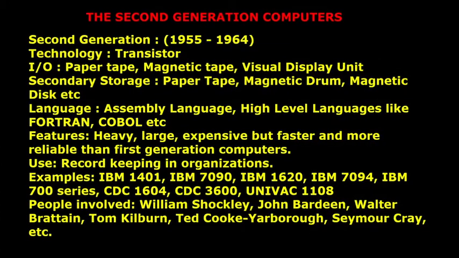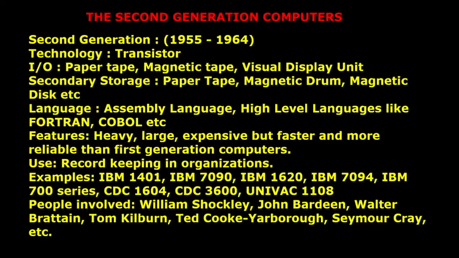With this, the first generation of computers ends and the second generation starts, which was between 1955 and 1964. The technology is transistors, which replaced the vacuum tubes of the first generation. The input and output was with the help of paper tape, magnetic tape, and visual display unit, and the secondary storage was also on paper tape, magnetic drum, and magnetic disks. The programming languages used for the second generation computers were assembly language as well as high level languages like Fortran, COBOL, etc.